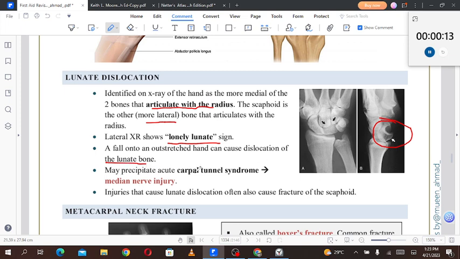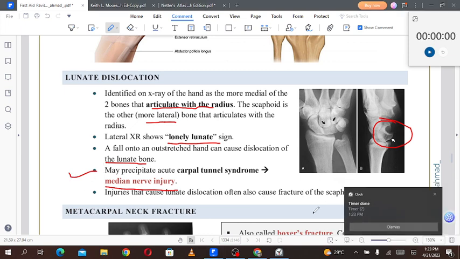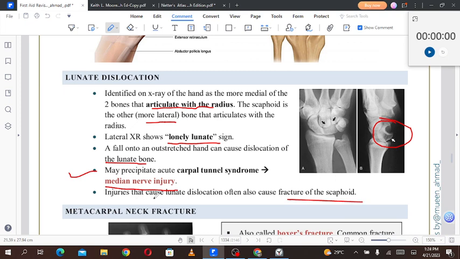They can precipitate acute carpal tunnel syndrome. Then there will be median nerve injury, because if the lunate is displaced or dislocated, it will compress the carpal tunnel and the structures present inside it. And we know that the median nerve passes through the carpal tunnel, so that will be compressed. Injuries that cause lunate dislocation can also cause a fracture of the scaphoid, because they are present in very close vicinity to each other. So if there is damage or dislocation to one bone, that can also affect the other bone.